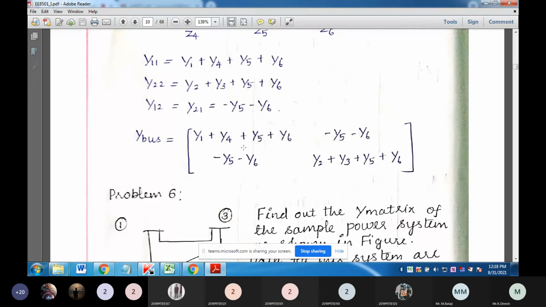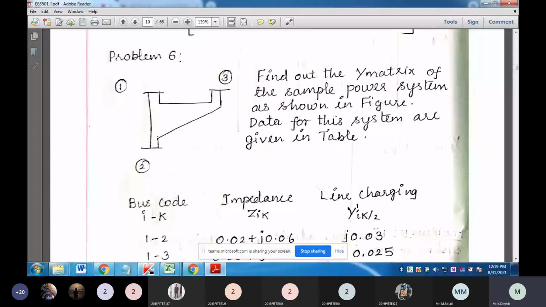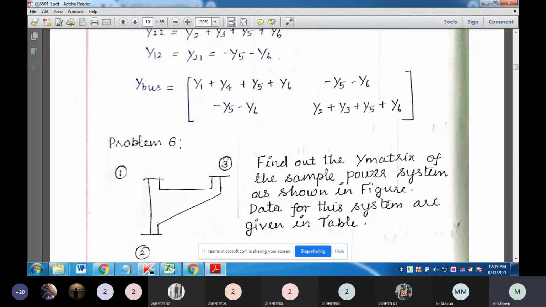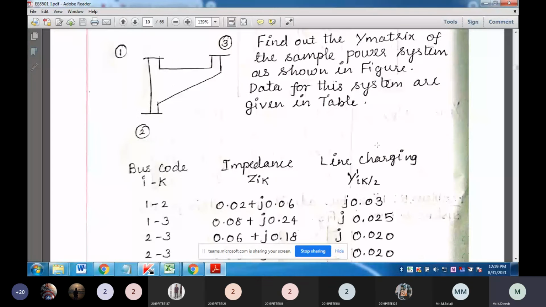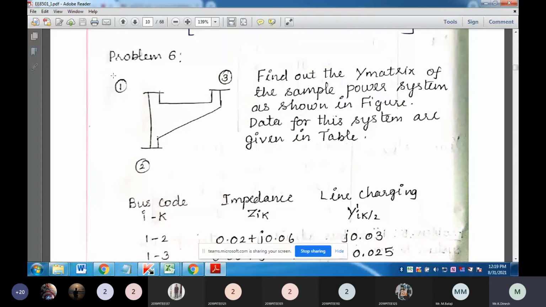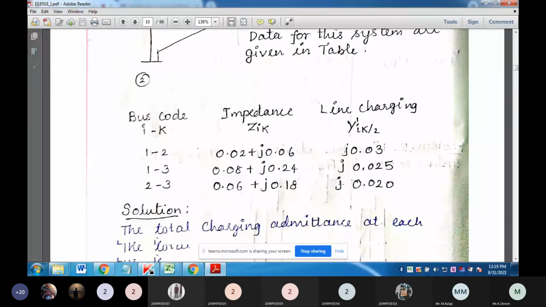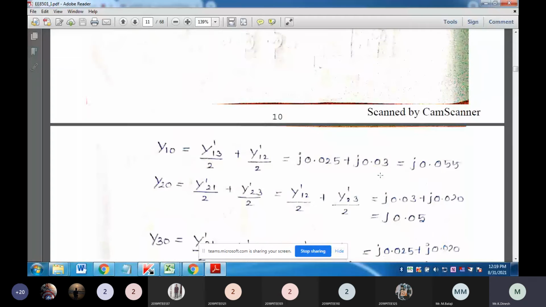Correct? So the last problem, number 6: find out the Y matrix for the sample power system shown in figure. Data for the system are given in the table. We have only 3 buses. For 1 to 2 they have given impedance and line charging. Likewise for 1 to 3 impedance and line charging. For 2 to 3 we have impedance and line charging. So Y10, we have to find out, 13 and Y12.